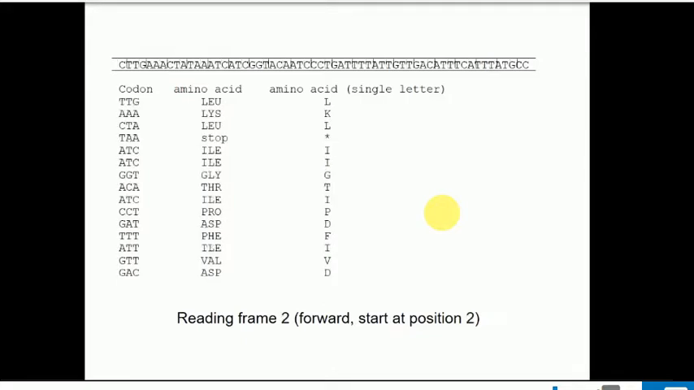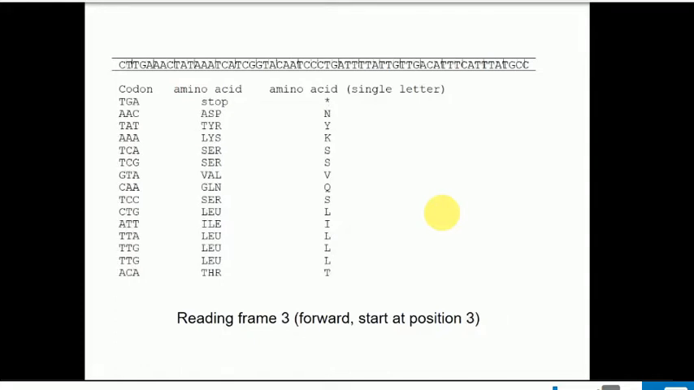If we shift the frame along by one, so we start off on base two rather than base one, and we read the second, third and fourth bases as the first triplet, then the fifth, sixth, seventh as the second triplet, and so on. Obviously, we then get a different sequence because the triplets are different. And now there's a stop codon in the fourth position, but a stretch of amino acids down here, but no methionine, so it doesn't look as though there's a protein starting in that reading frame.